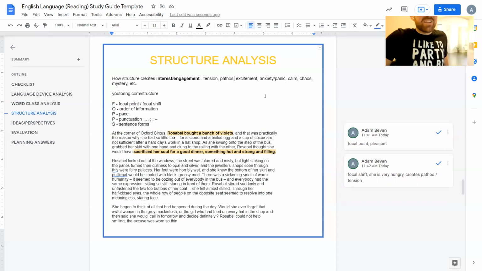Rookie mistake. Normally I remember to turn the camera off before starting the recording and the lesson. My bad. Anyway, so the focal point and the focal shift.